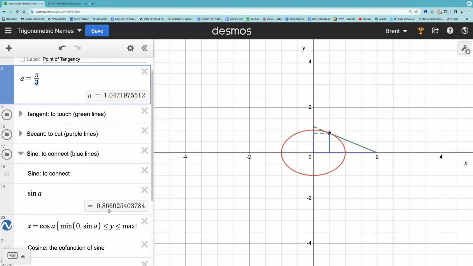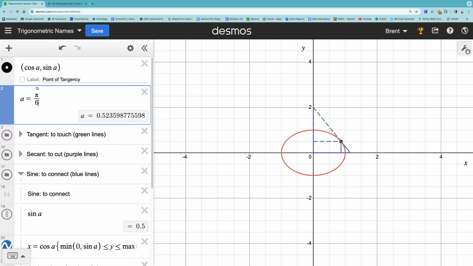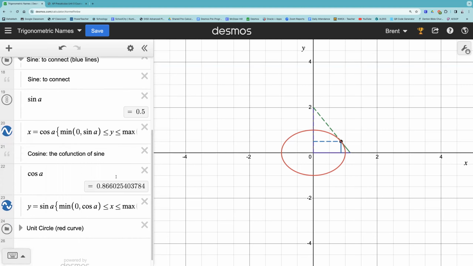Now I want you to notice, remember, what is sine right now? Okay, now I'm going to change this to pi over 6. What happens at pi over 6 is now I've switched these two lengths. Because this is stretched weird, it doesn't look like they've totally switched, but I switched the y and the x. So now, does my sine still say 0.866? No, but if I go down to cosine, look what cosine says. You see how it's now that 0.866? Because all I've done is I've switched those two around.